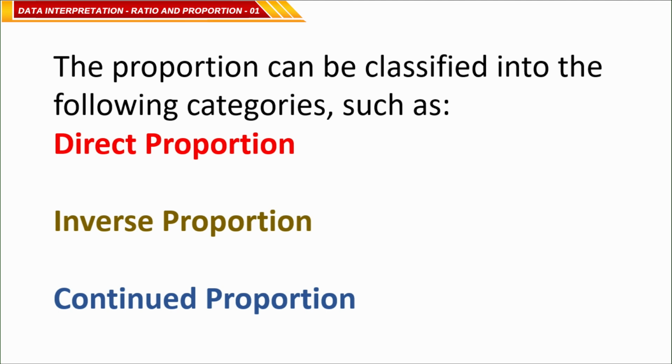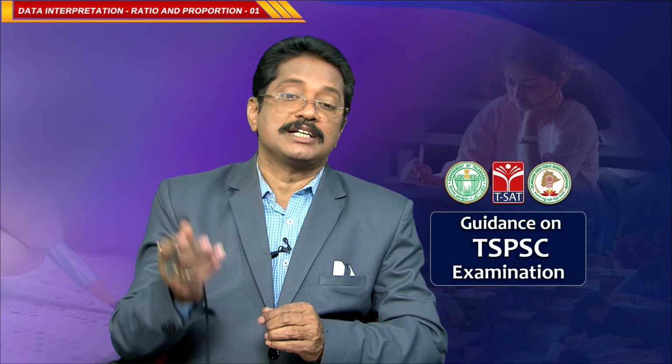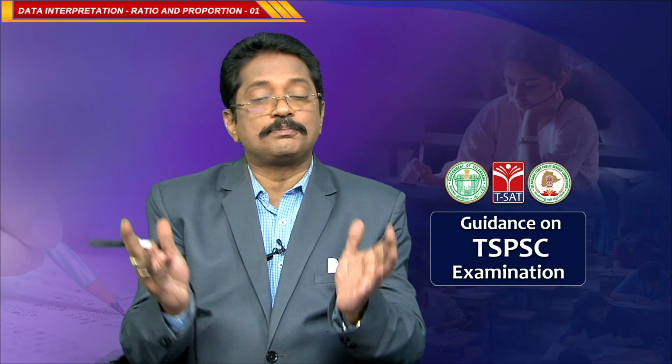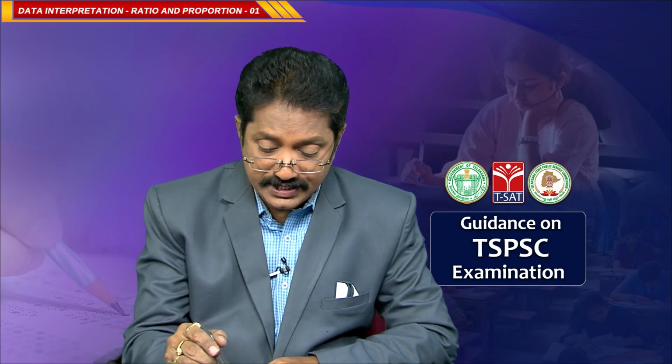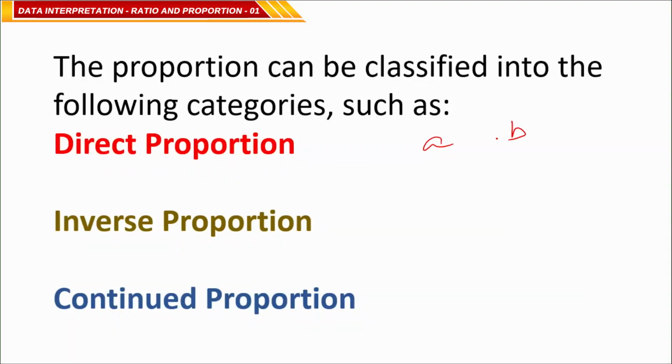If there are two quantities, if one quantity increases, the other quantity also increases, or one quantity decreases, the other quantity also decreases, they are said to be in direct proportion. If you say A and B, when A increases, B also increases. When A decreases, B also decreases. Then you can say simply A is proportional to B.